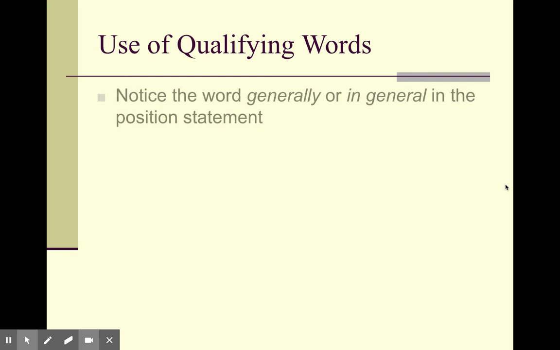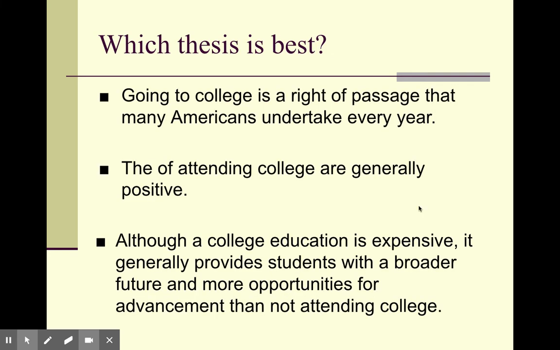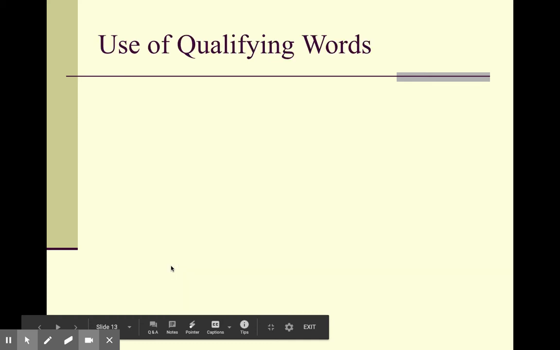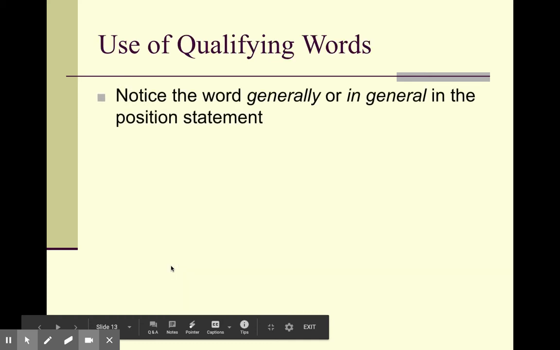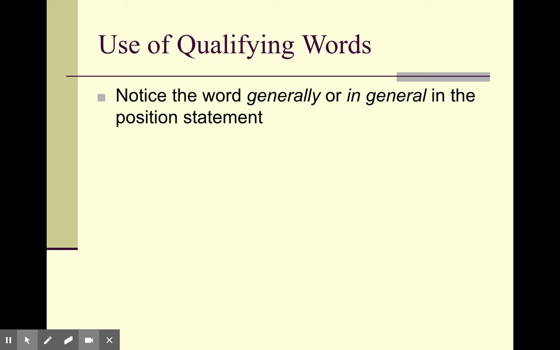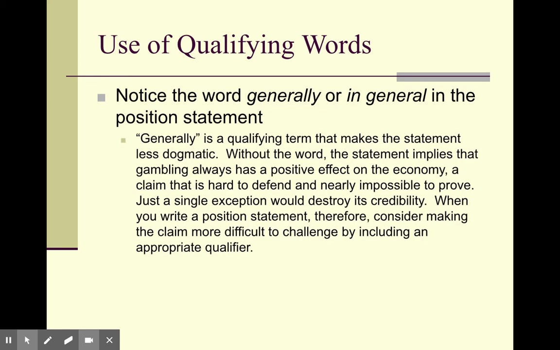All right, qualifying words. In the last thesis statement, this one, generally. So words like generally or in general in the position statements do something really interesting. It makes the statement less dogmatic. That means it allows moments for argument in there. It shows the complexity of the argument. You are saying that the argument is shades of gray, not black and white.